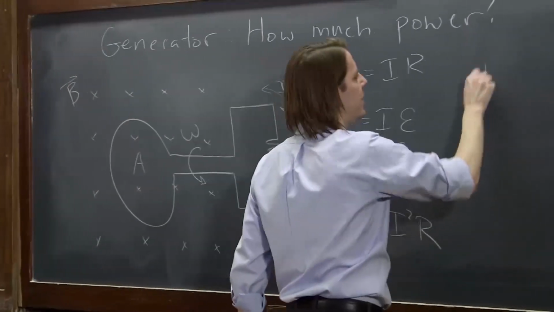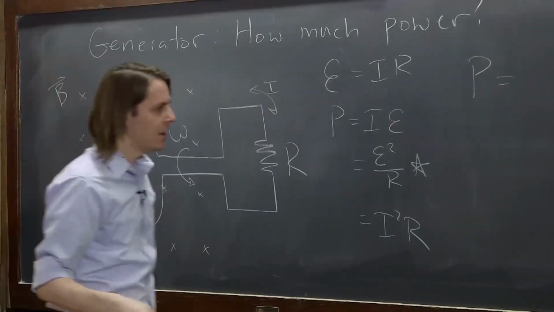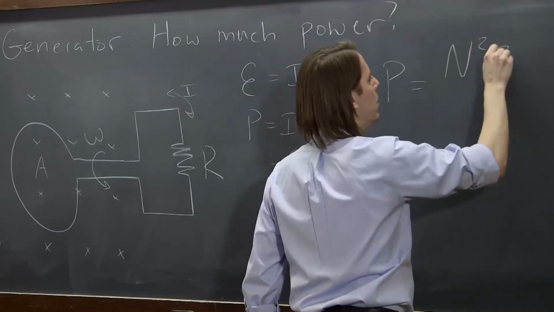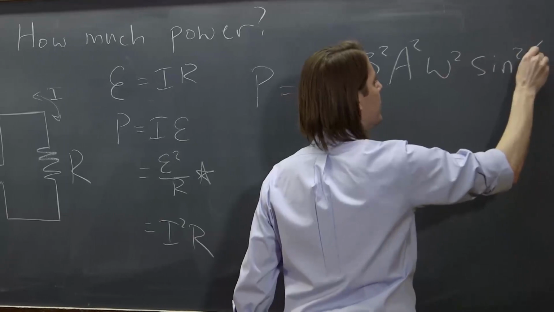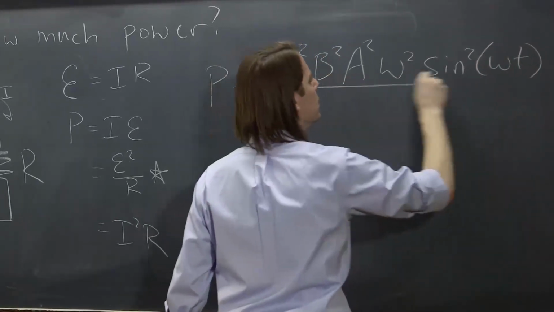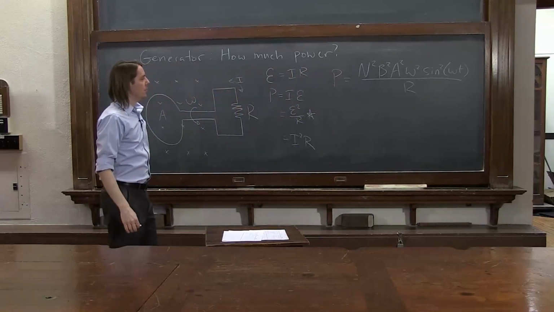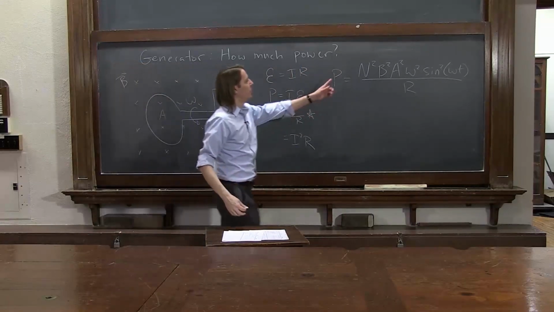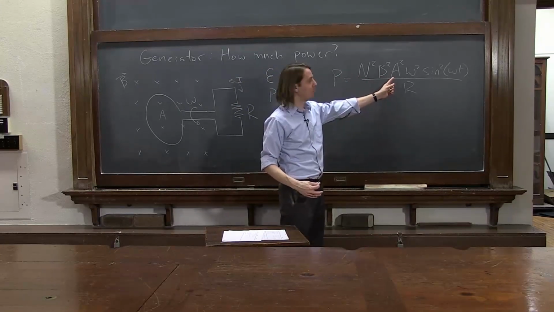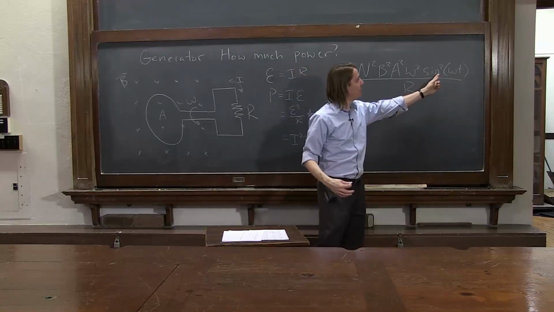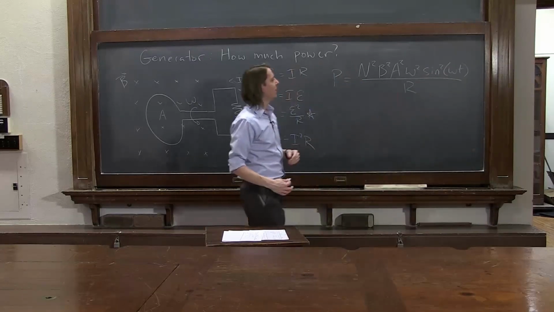Okay, so P in this case would be, let's see, the EMF squared is basically every one of these factors squared: N squared, B squared, A squared, omega squared, sine squared omega t, over R. That's basically it. So everything there kind of makes sense. If you had more coils, you'd get more power. If you had a stronger B field, more power. Bigger loop in the generator, more power. Go faster, more power. It should always be positive. Good. Thank goodness we squared the sine. It'll always be positive.